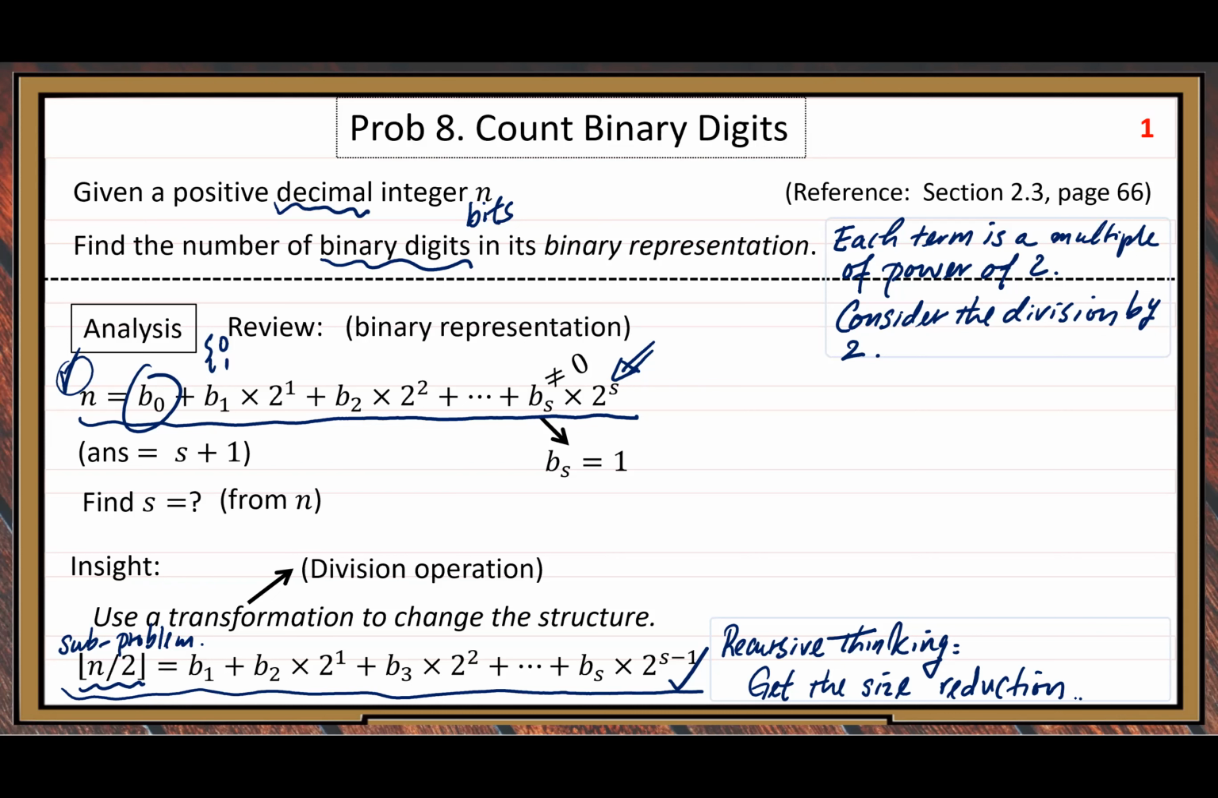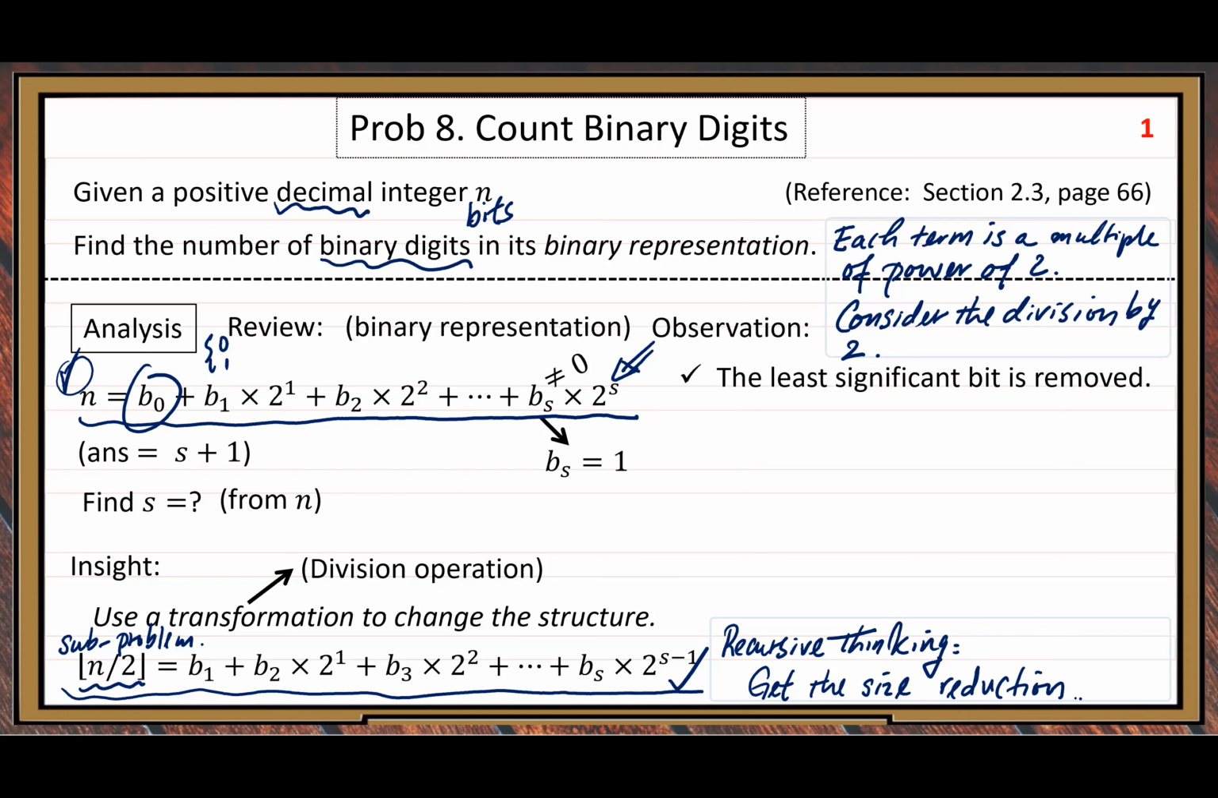In this recursive thinking, the critical step is to discover an appropriate recurrence relation. That is the critical step. Before we write it out, let us do some observation before we write the recurrence relation clearly.